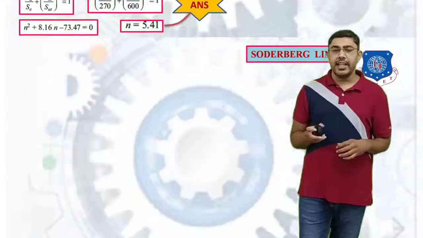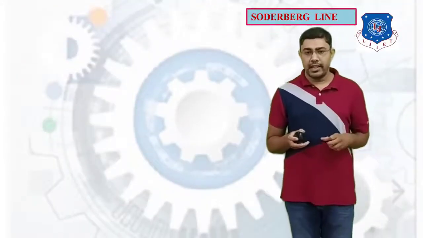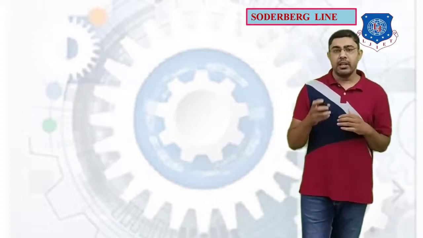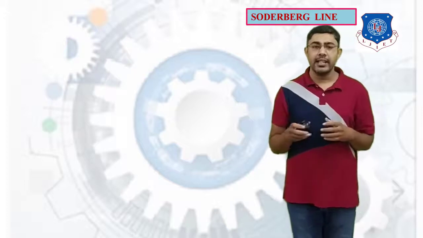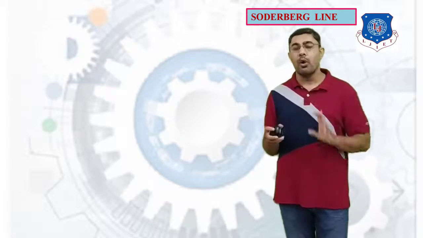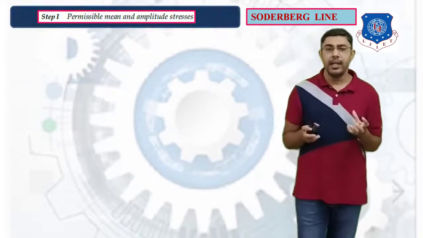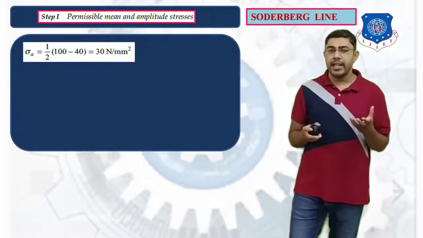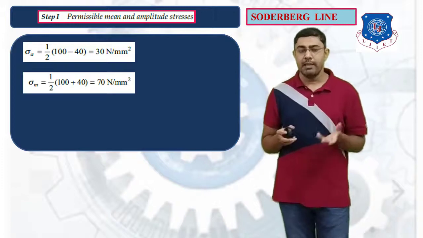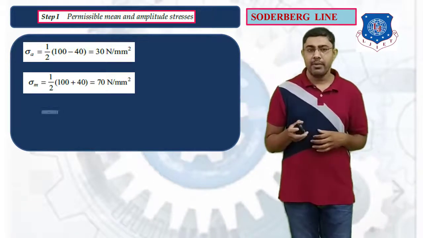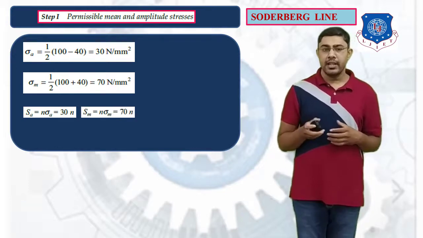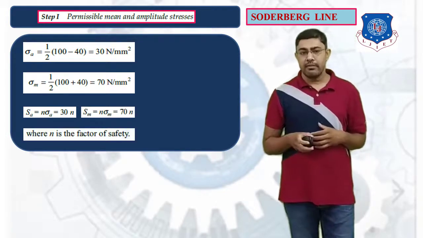Now the second criteria is the Soderberg line. To calculate the factor of safety according to the Soderberg line, the first step is common for all criteria, that is the permissible mean and amplitude stress. So sigma A is 30 Newton per mm square, sigma M is 70 Newton per mm square, SA is 30 n and SM is 70 n, and n is the factor of safety.